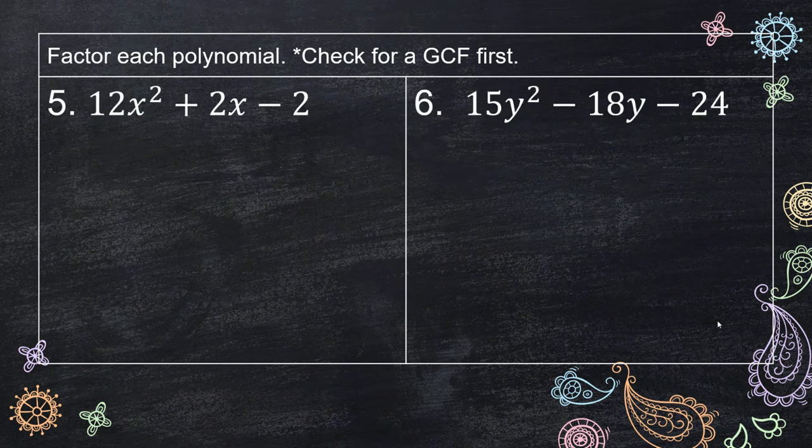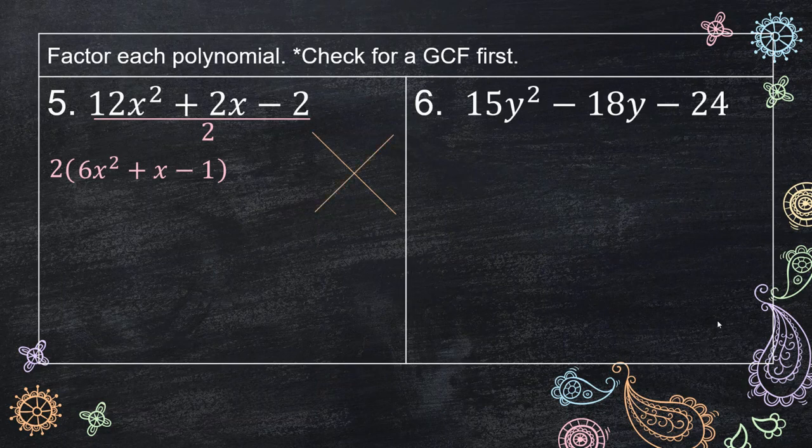Number 5, all of those terms are divisible by 2. So we're going to factor out a 2. And then we have 6x squared plus x minus 1. So the leading coefficient is not 1. So no shortcuts here. I'm going to take a times c. 6 times negative 1, which is negative 6. Put that at the top.